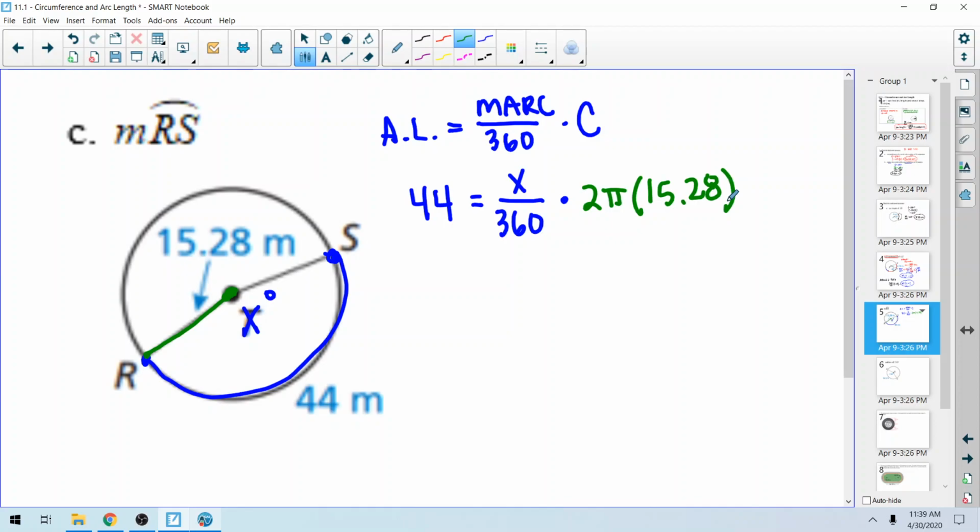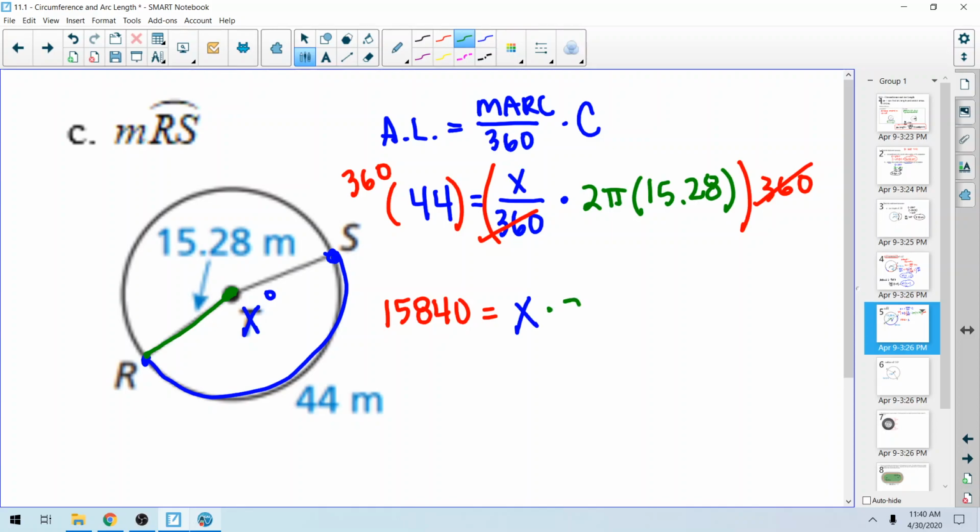So the first thing I'm going to do is get rid of this 360 denominator. I really don't like it. So I'm going to multiply both sides by 360. Now over on the left, 360 times 44 is 15,840. Over on the right, the only thing that's going to happen is that's going to cancel that and everything else is going to stay the same. So you're still going to have x times 2 pi times 15.28, and now you're trying to get x alone.